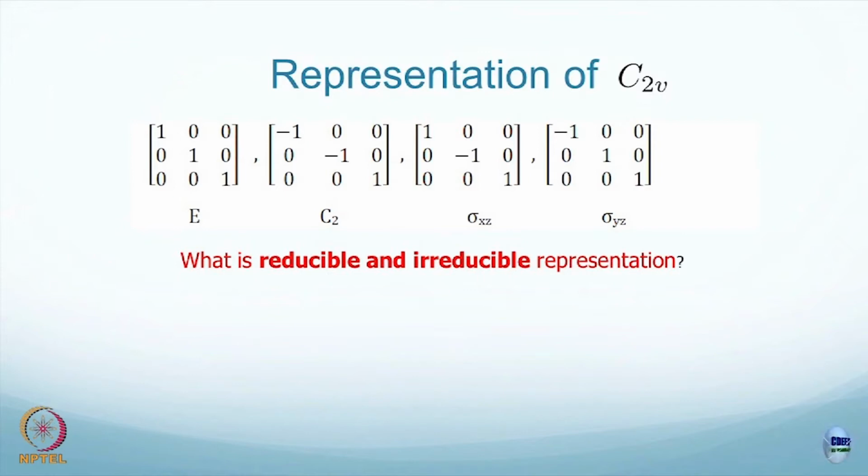I have tried to find the same; when you multiply these matrices, they will satisfy the same multiplication table. Okay, if you do matrix multiplication, the multiplication table of C2v will be satisfied by these 3 cross 3 matrices. Clear? So, what you see here is that these are already diagonal.